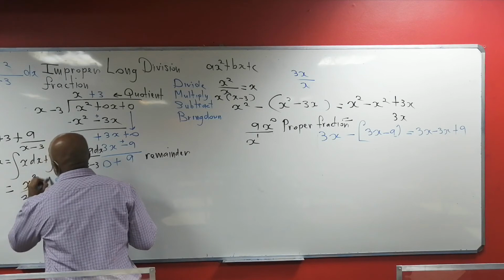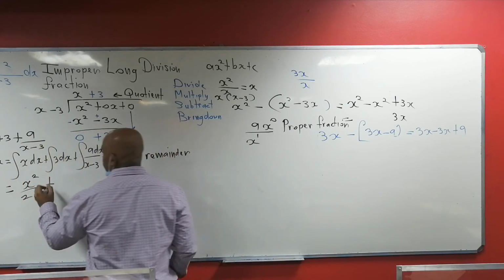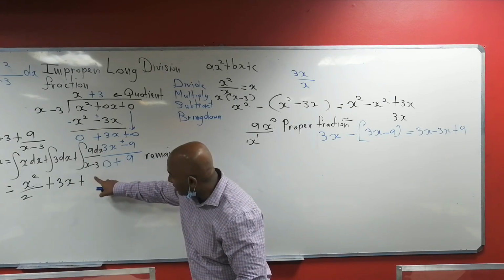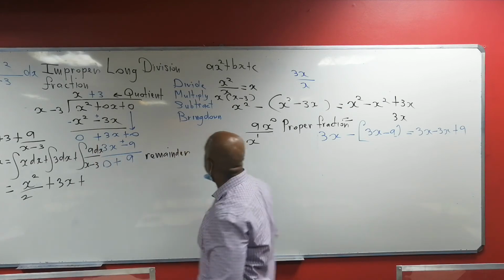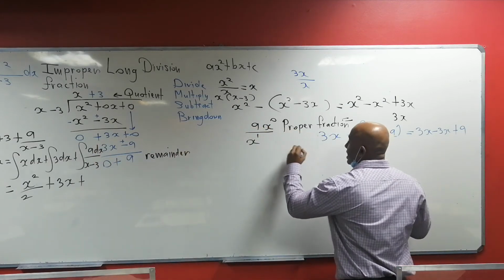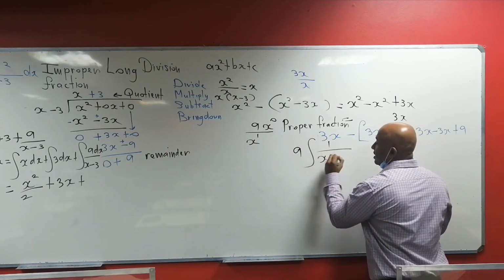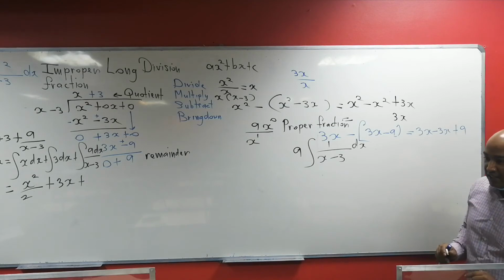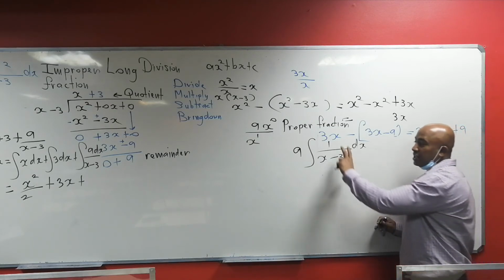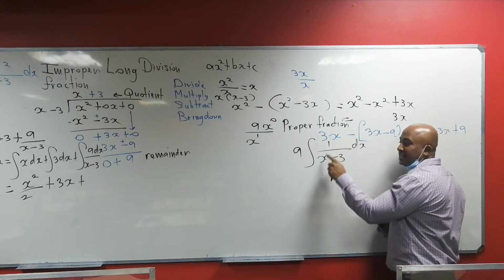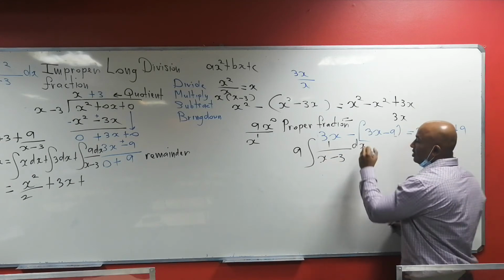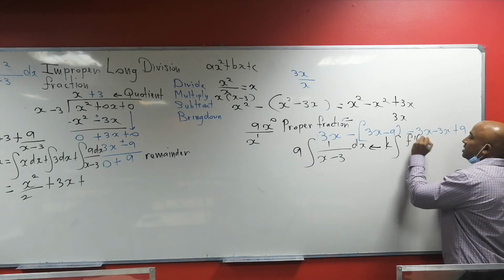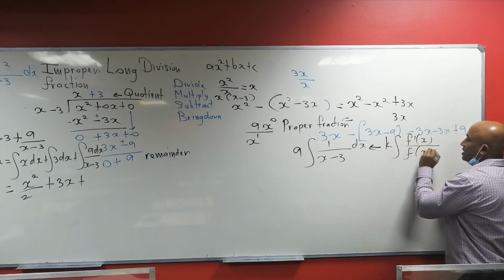X squared over 2, integrate 3, 3x. Now, this is a fraction, 9 over x minus 3. So it's the same as 9 times 1 over x minus 3. You should be familiar with your exact derivative examples now. This is a fraction where the numerator is an exact derivative of the denominator. So this is the type f prime x all over f of x.